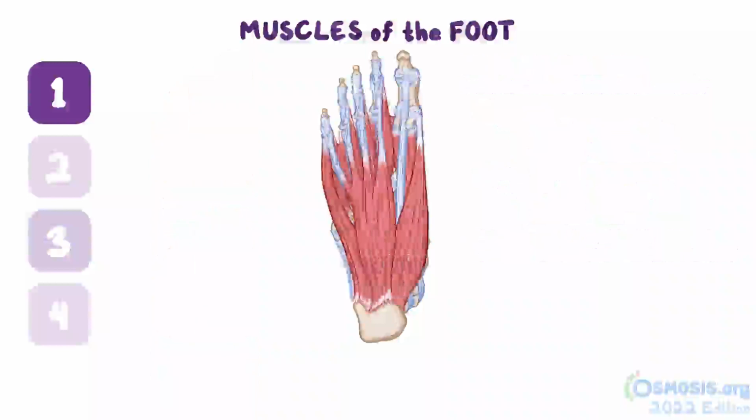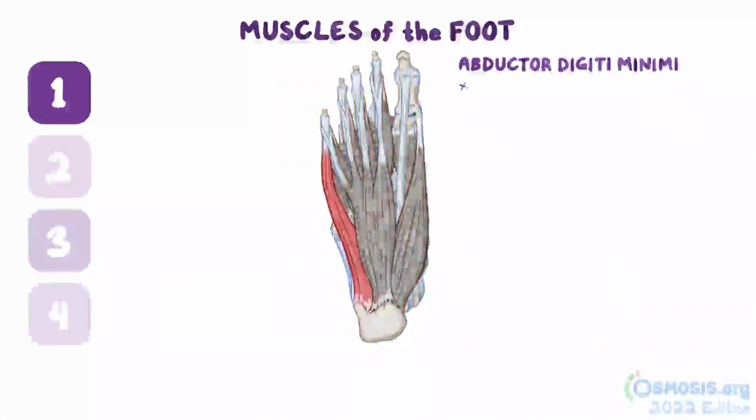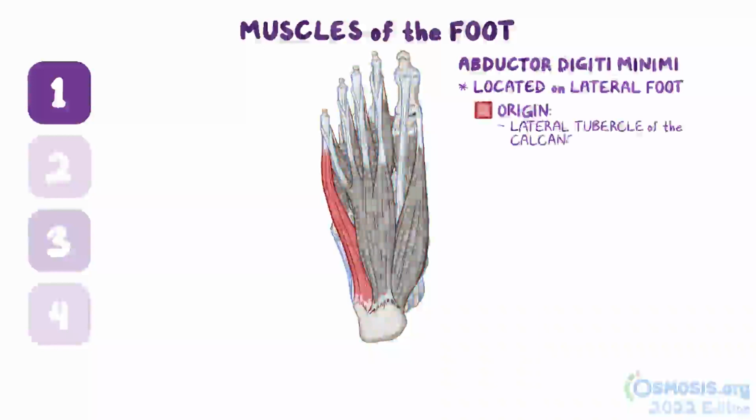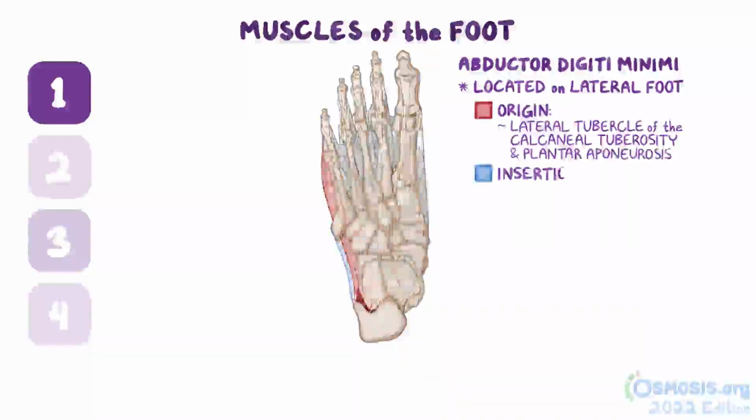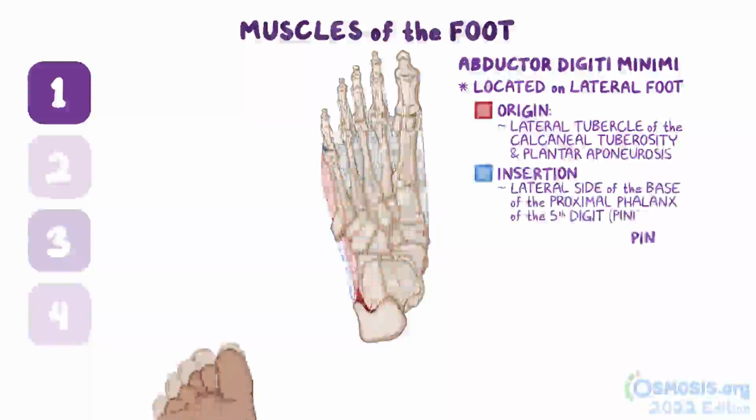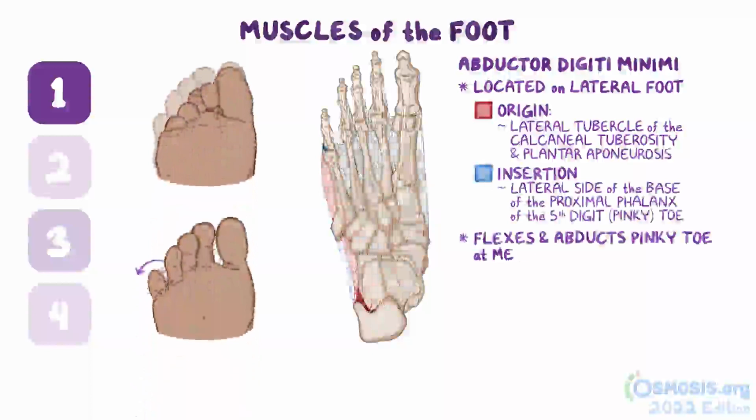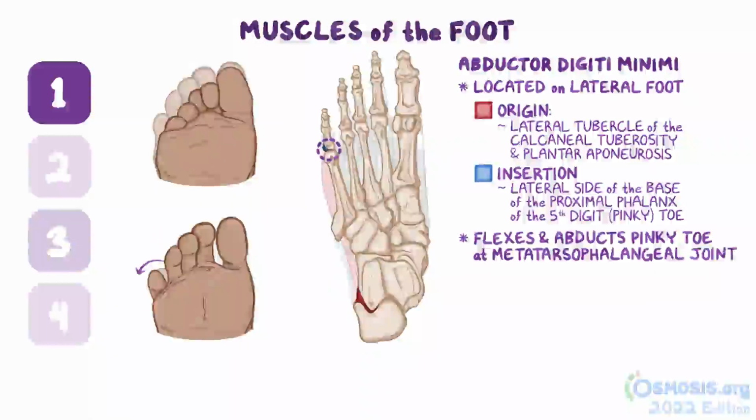And finally, there is the abductor digiti minimi muscle, which is located on the lateral side of the foot. It originates on the lateral and medial tubercles of the calcaneal tuberosity and on the plantar aponeurosis. Then it inserts on the lateral side of the base of the proximal phalanx of the 5th digit, or pinky toe, which it flexes and abducts at the metatarsophalangeal joint.